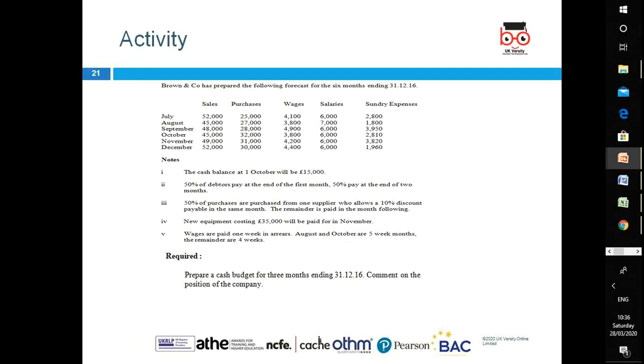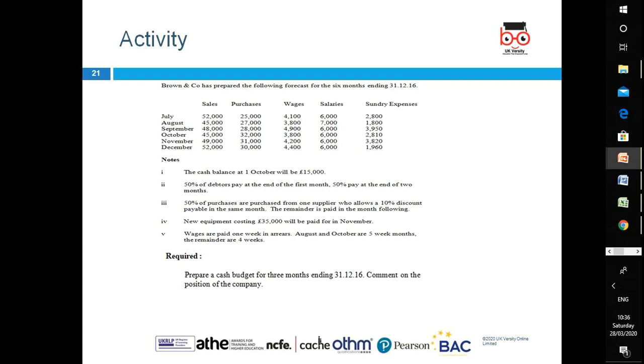So now we are looking at an example. Can we read it a bit? We've been given a slightly old example, but we can use it. We can change the year. So we've been given the sales, yes? We've been given the purchases, wages, salaries, and sundry expenditures. The cash at the 1st October was 15,000, our balance.